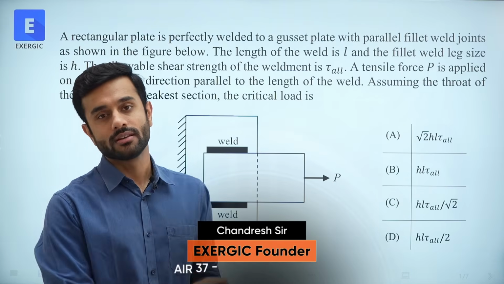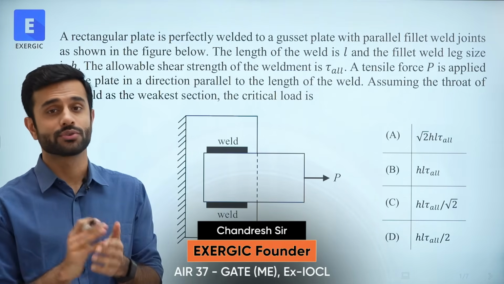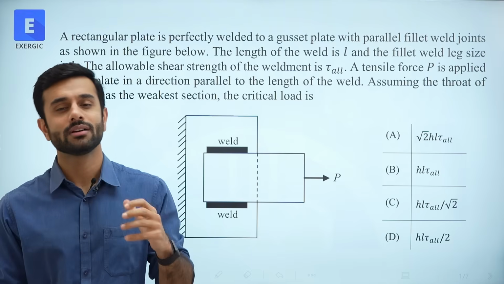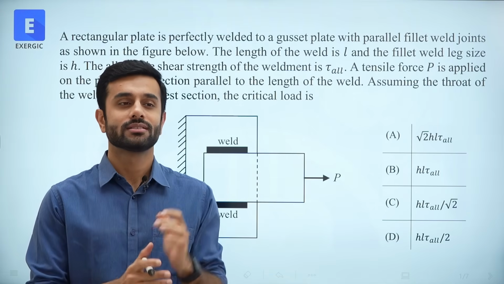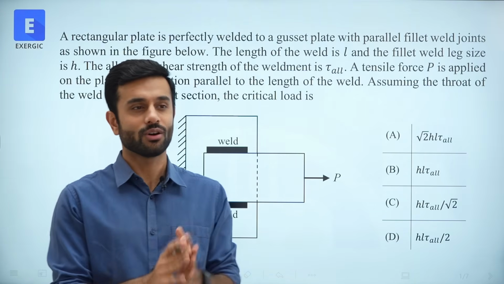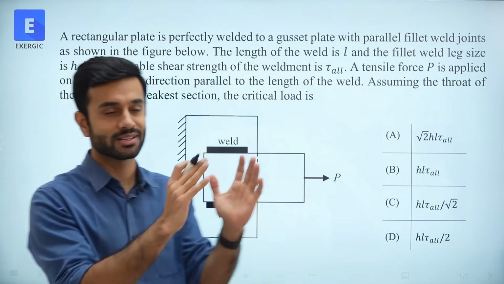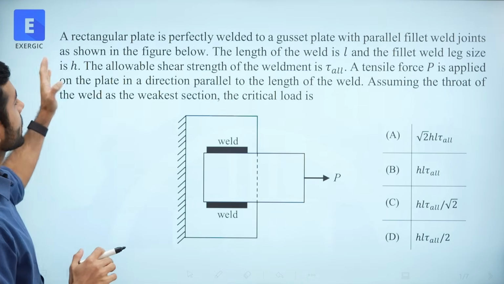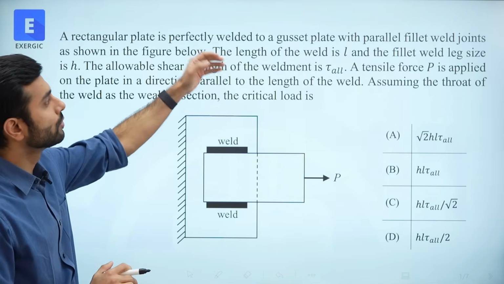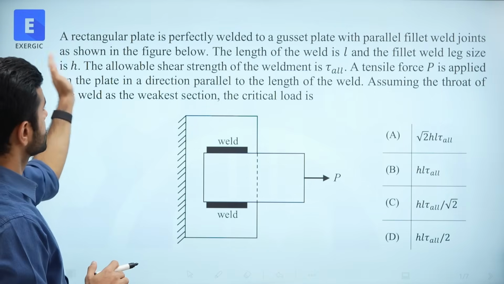Have a look at this question, which many of you are asking me whether you should challenge or not. This question has some strong logic using which you may challenge it or maybe not challenge it. Just listen to what I am going to tell you and then you can easily decide it. A rectangular plate is perfectly welded to a plate with parallel fillet weld joints as shown in the figure.